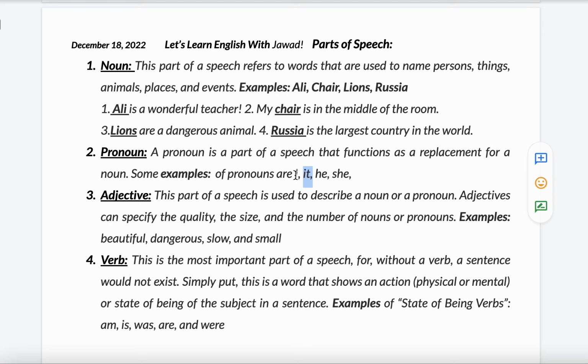Okay, so let's say if I talk about myself, I would just say my name is Jawad and I am a teacher. So when I say my name is Jawad, I am a teacher, what does it mean? Everybody knows about my name, and then I will continue talking about myself, but with the help of a pronoun.